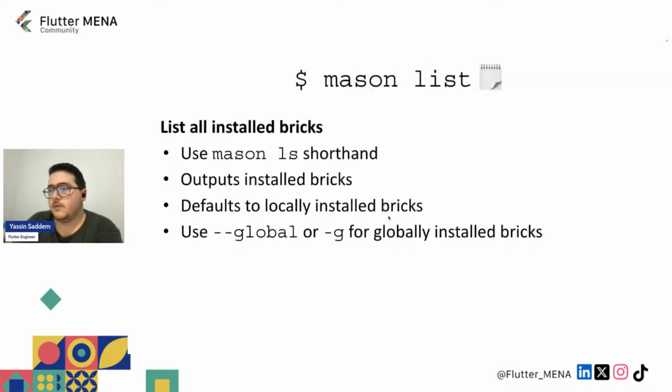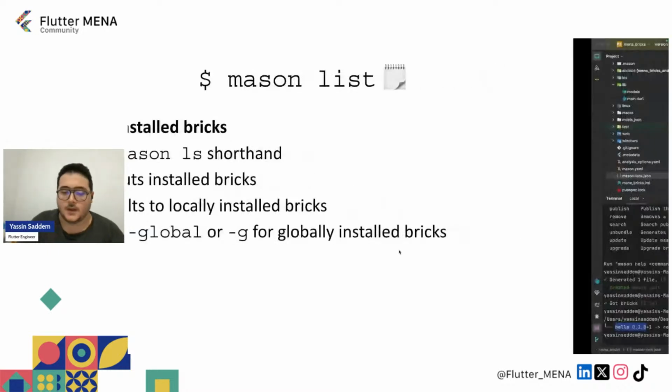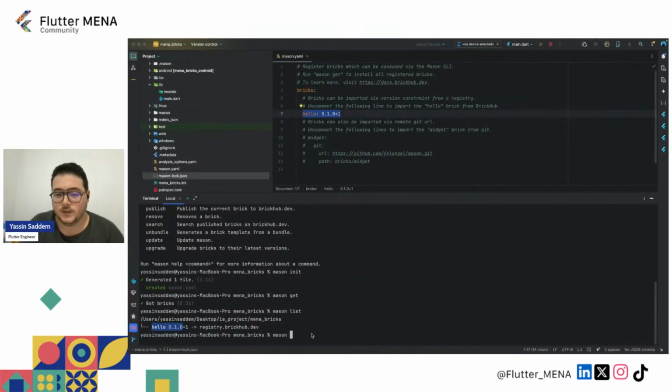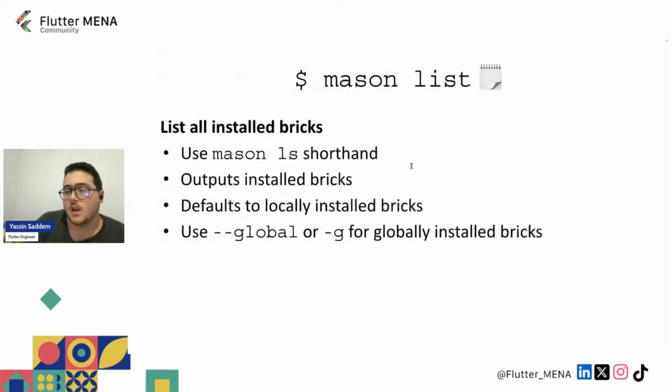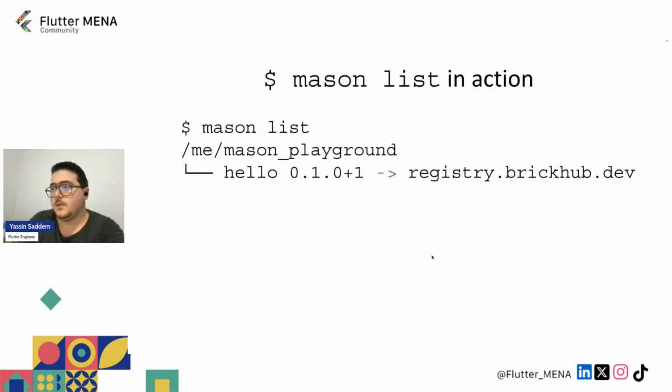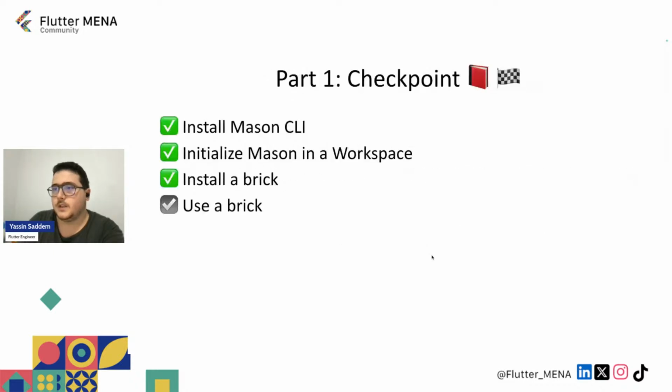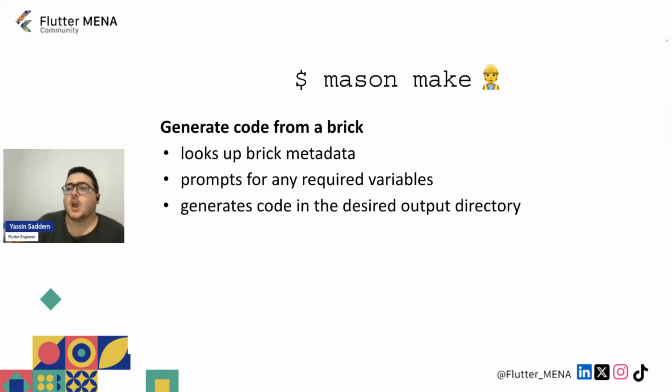I can specify the installed bricks globally with G. I didn't install any global bricks, let's say. So then we do Mason list, we install our brick, then we come to the part to make this brick work, make this brick generate code for us.